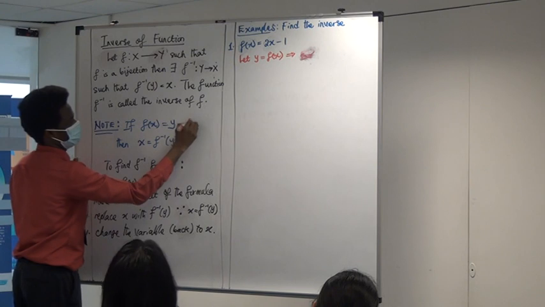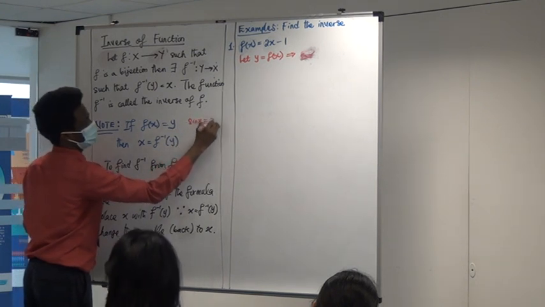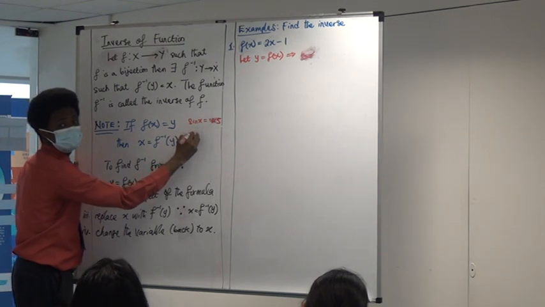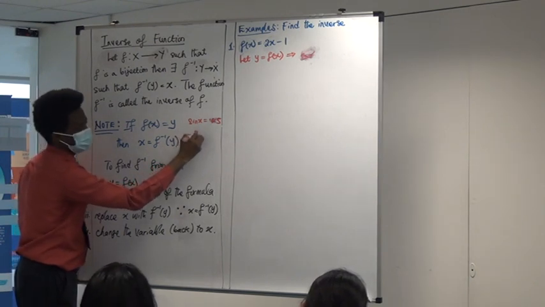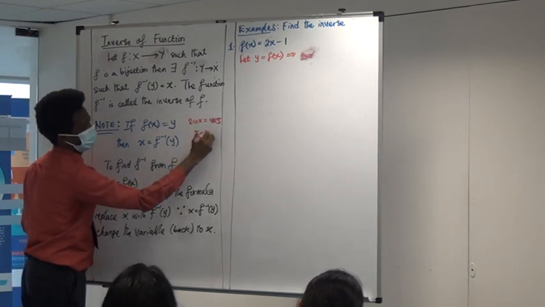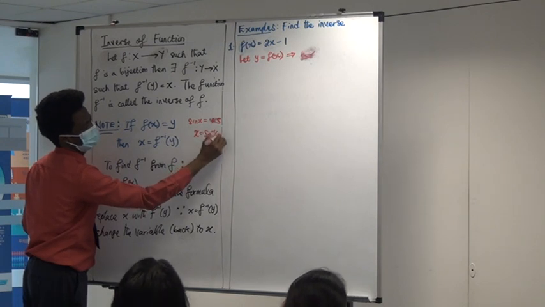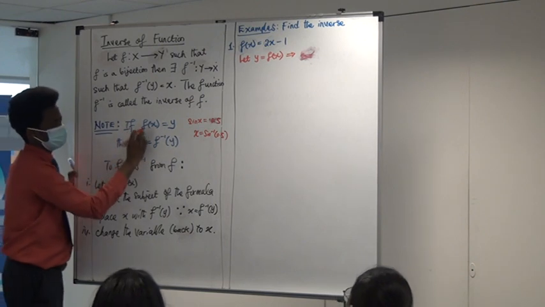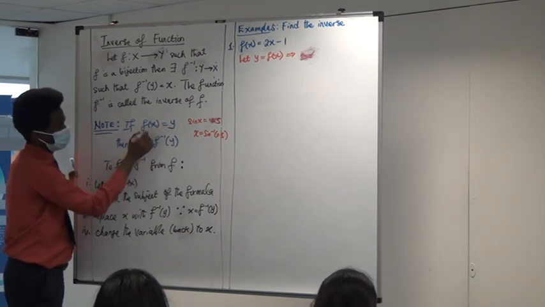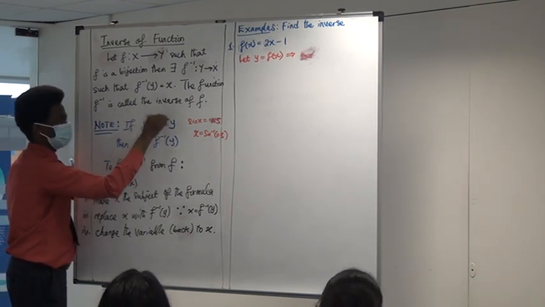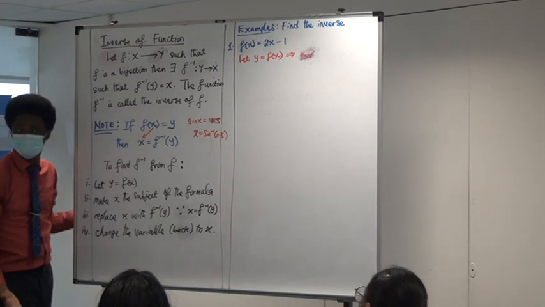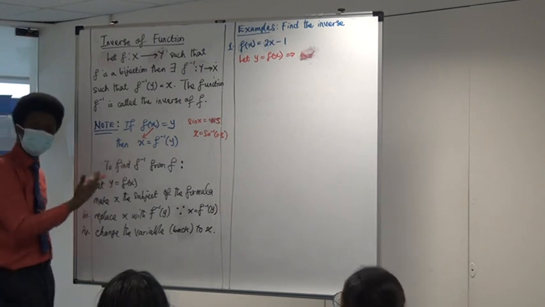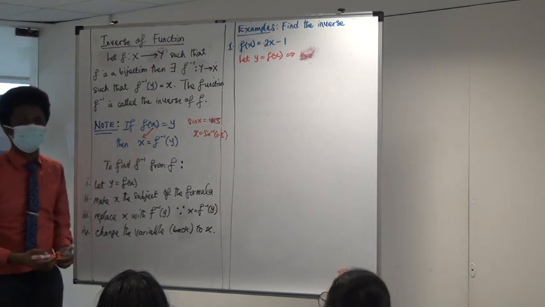This is like saying sine x is equal to 0.5. What is the next thing you write? X equals sine inverse of 0.5. That's exactly what we're saying. If f of x is y, if you must drop this x, you take the inverse of the other side. It's just common sense, right? The same thing happens here. And that is what inverse means.